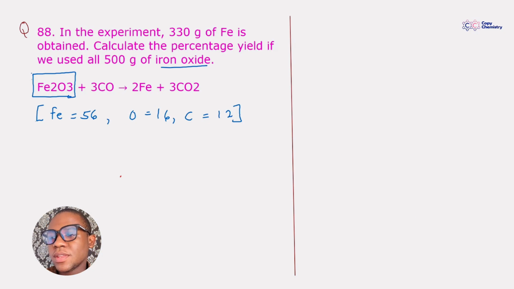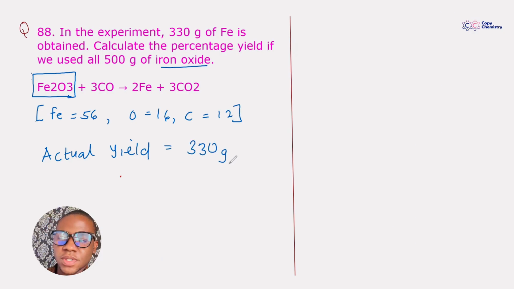In the experiment, 330 grams of Fe, that's iron, is obtained. That's the amount obtained. Maybe they measured it, weighed it, and saw that it was 330 grams. So that would mean that the actual yield is equal to 330 grams, okay? That's what it means. Actual yield.